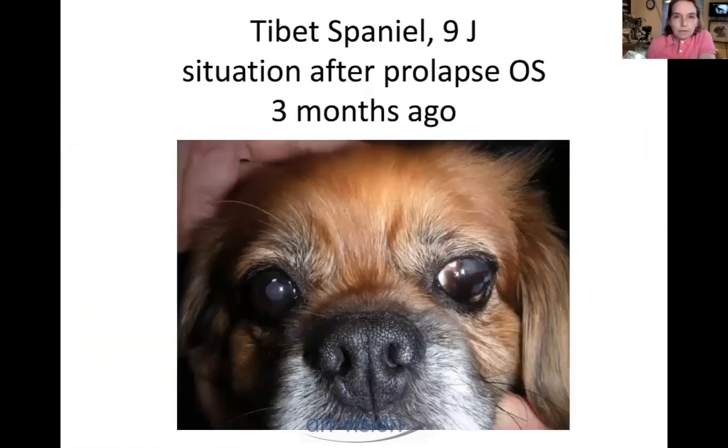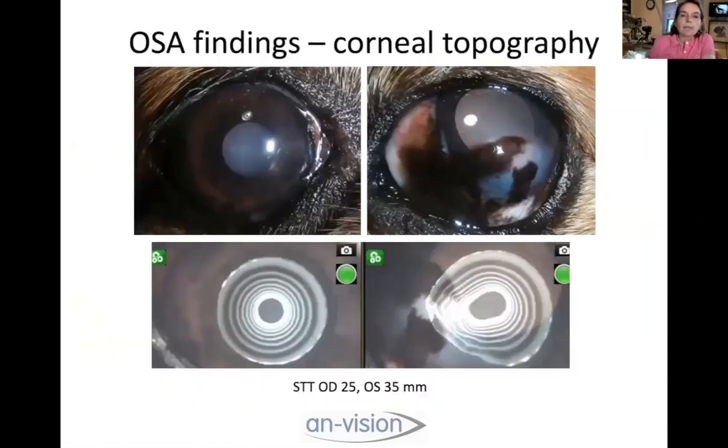Then we have another case that's a Tibetan Spaniel. It's 9 years old and it had a globe prolapse on the left eye 3 months ago. It was repositioned. It's still in there. It has a chronic keratitis, and I just wanted to show you the findings of the corneal topography.